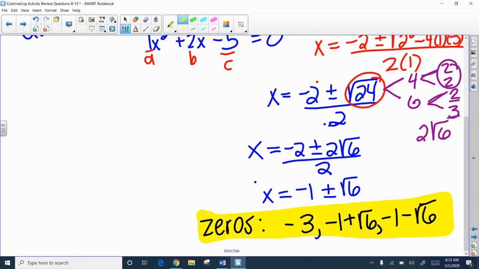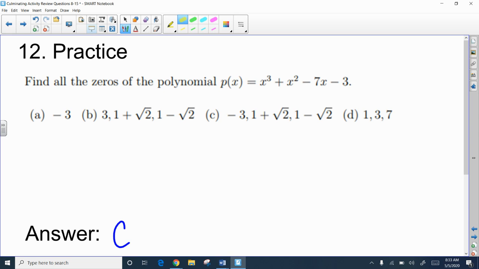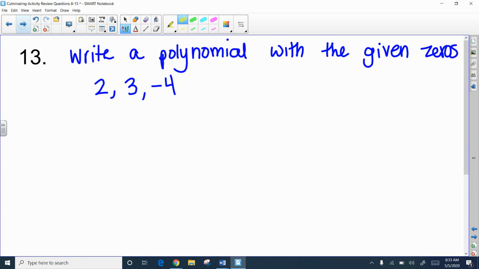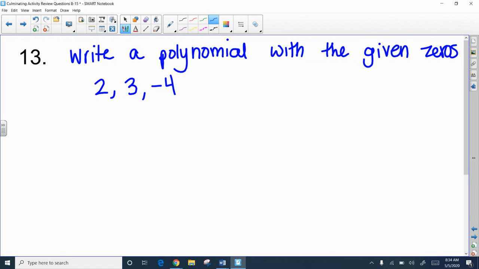All right, your turn to try one. So find the zeros of the polynomial. And same thing, you're going to want to graph and then use the quadratic formula. All right, the correct answer on this one is C. We would, again, have to simplify our radical so that we ended up with these two equations here.